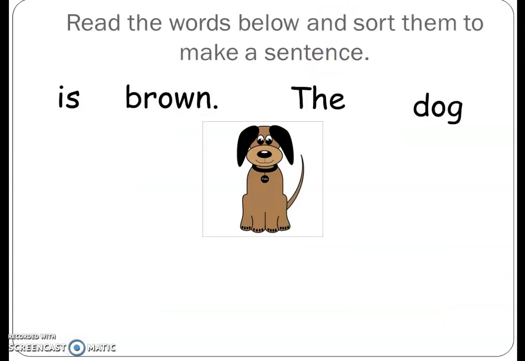Let's read the words below and sort them to make a sentence. Is Brown the dog? We have a picture of a dog here. And he is brown. Let's look at those words again. Is Brown the dog? That does not make sense. Which word has a capital letter at the beginning? We can see that the has a capital T. So that's going to be our first word in our sentence.